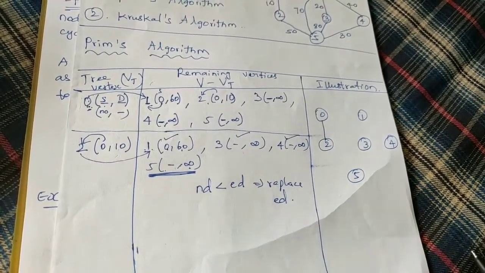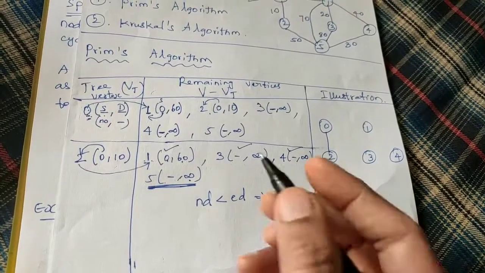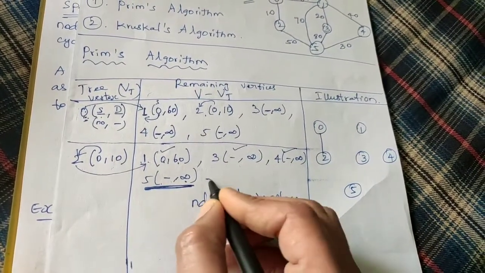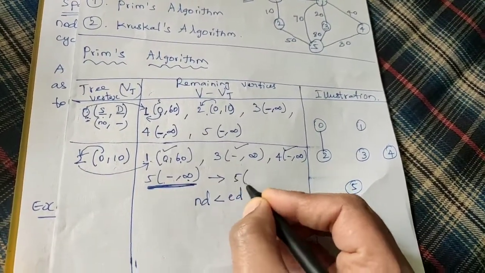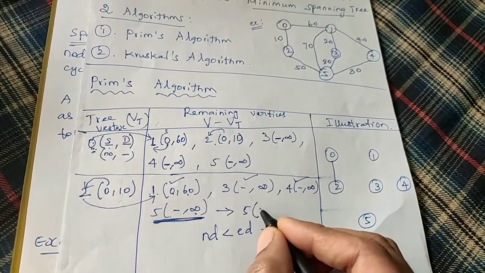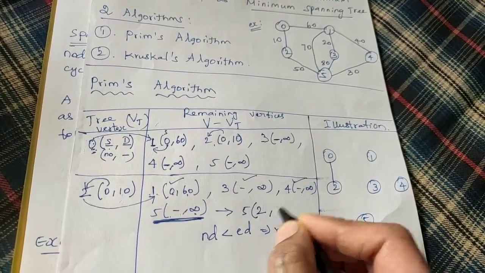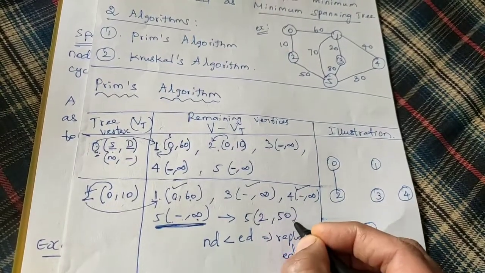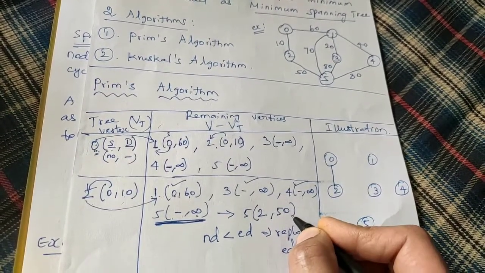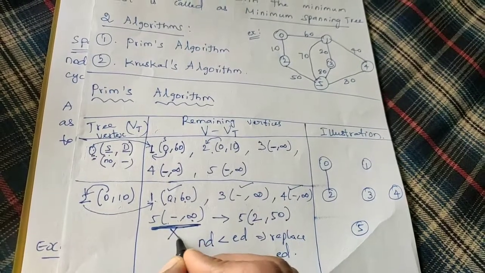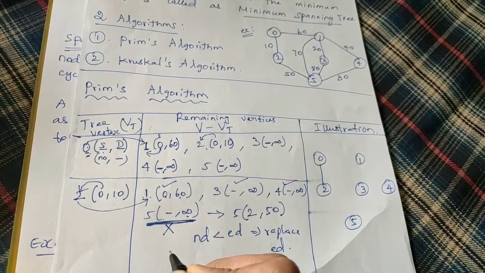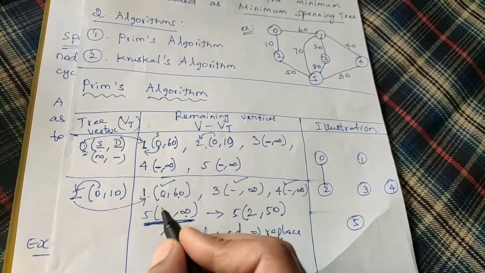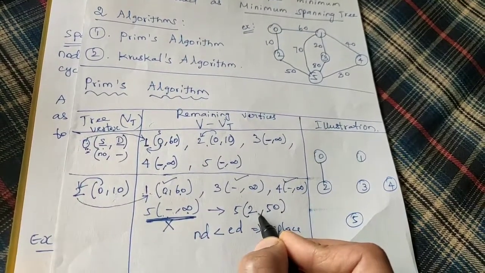You need to replace the existing distance. So let us go for replacing this as 5 is getting visited from 2 with the distance 50. So now this will be no more existing because this has been replaced with this.